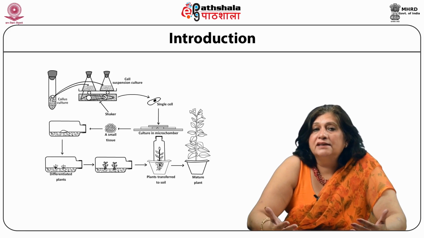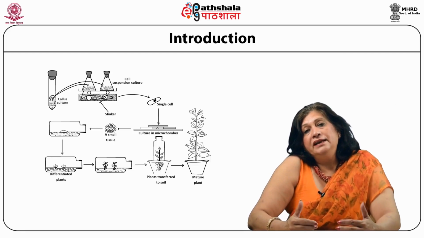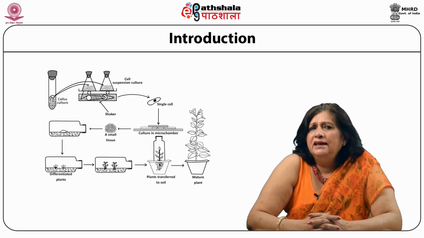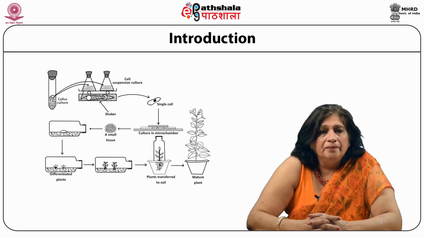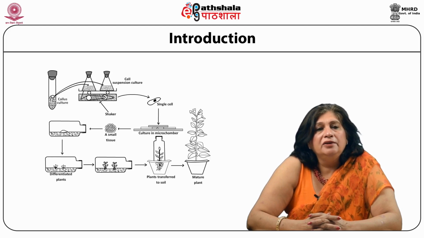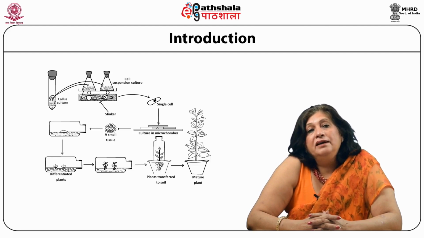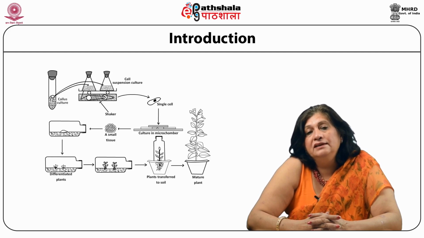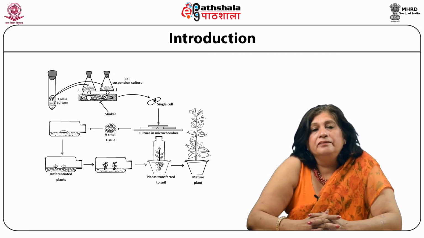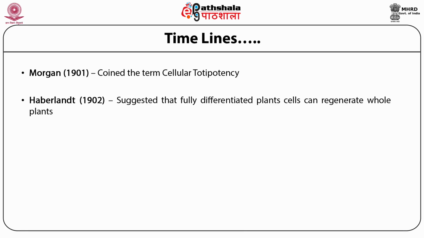Now the scientists in the early part of the 1900s started thinking about it: can we make a differentiated cell forget what it is, make it a dedifferentiated cell, and then get a complete plant formation out of it? So this was postulated quite early, we'll come to that, but they found that that is true, and this unique capacity of plant cells to form entire organisms starting from a single cell is called cellular totipotency. Fully differentiated plants can be regenerated.